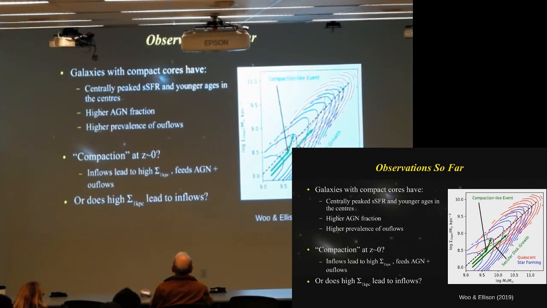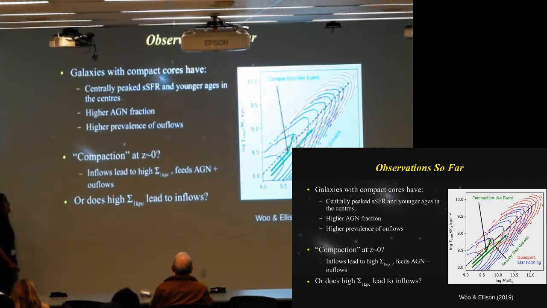For example, maybe the sigma 1 of the galaxy was around for ages. Maybe they built their sigma 1 a long, long time ago, and because they have high sigma 1, they somehow have a higher probability of having centrally peaked star formation rate and AGNs and outflows. So the causality here hasn't been established.